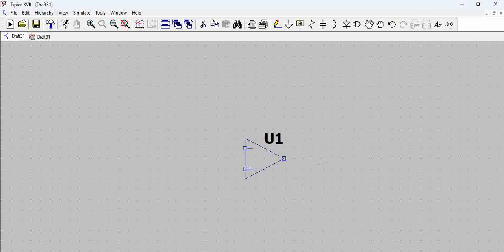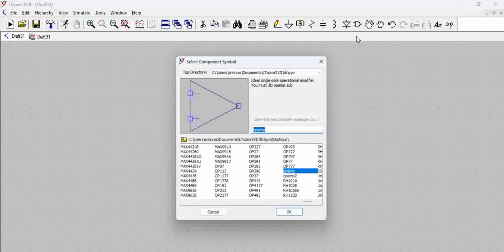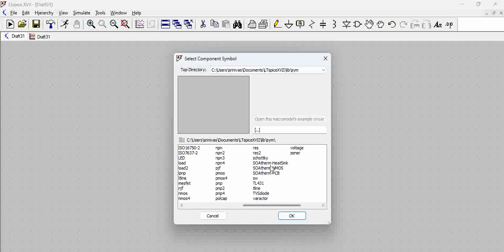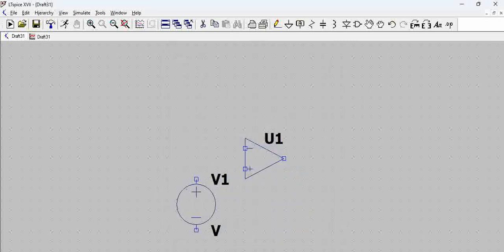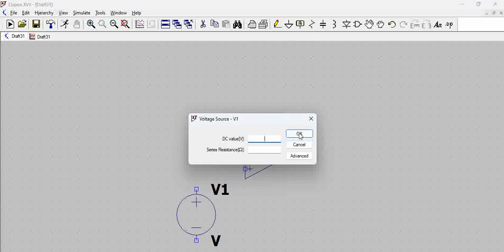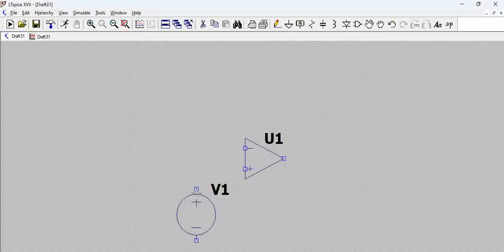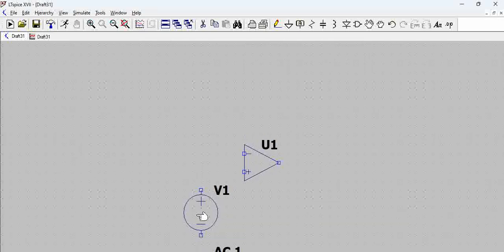Okay, so let us take a universal op-amp, and then let us try to give some voltage. We are giving an AC voltage. Let us assume we give an amplitude of 1, for example. Let us pull this up, and then we are grounding this.